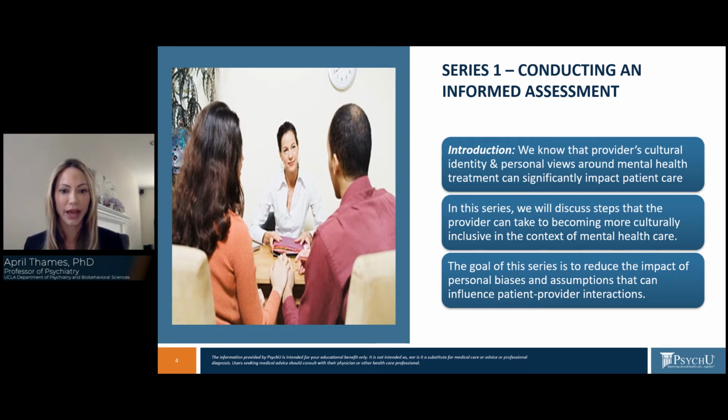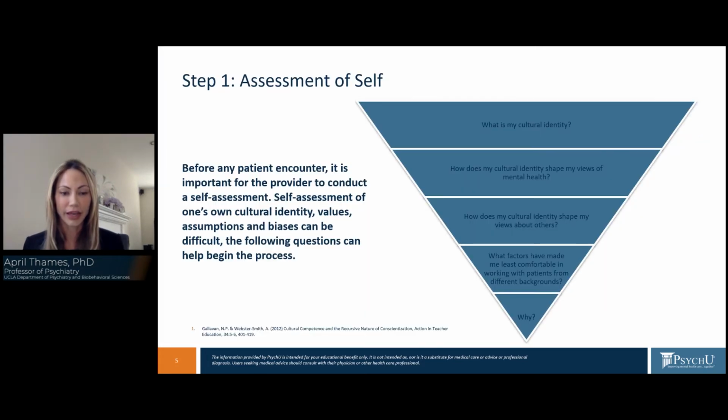So we know that our own cultural identity and personal views around mental health can significantly impact patient care. So what I'd like to do is discuss some of the steps that we as providers can take to become more culturally inclusive, and also to think about what our own personal biases and assumptions are, and how that interacts in the context of the patient-provider interaction. So the first step is the assessment of one's own self.